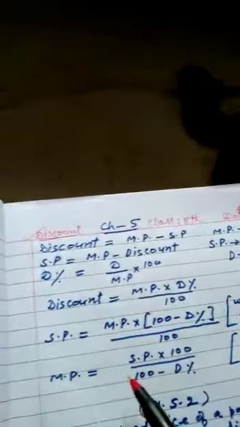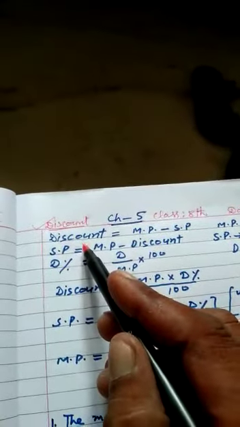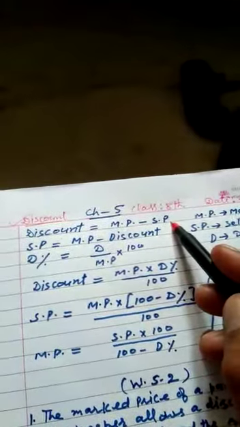Good morning, students. Today we are going to start chapter 5, topic discount. So first of all, we have to discuss their formulas. First of all, discount is equal to MP minus SP.